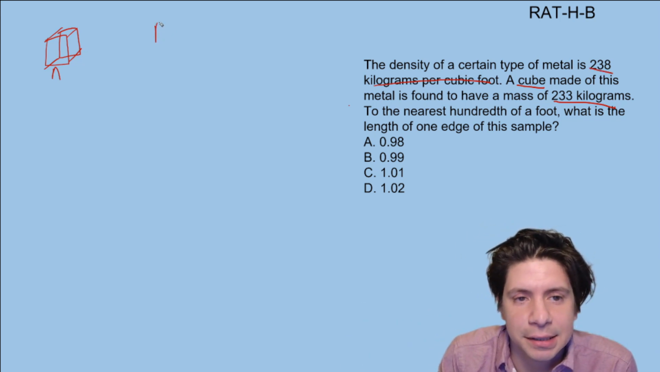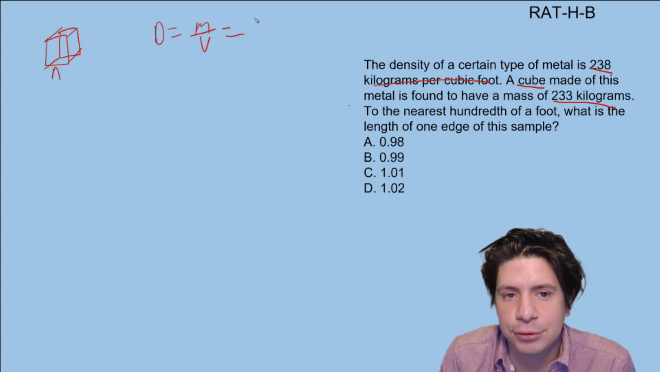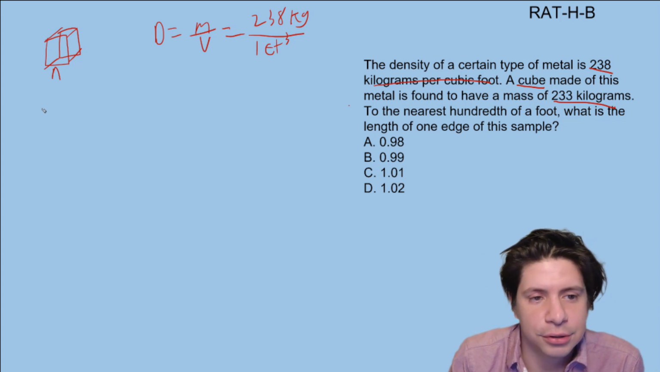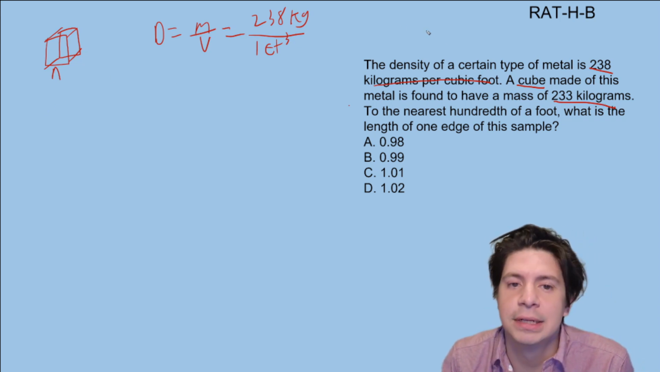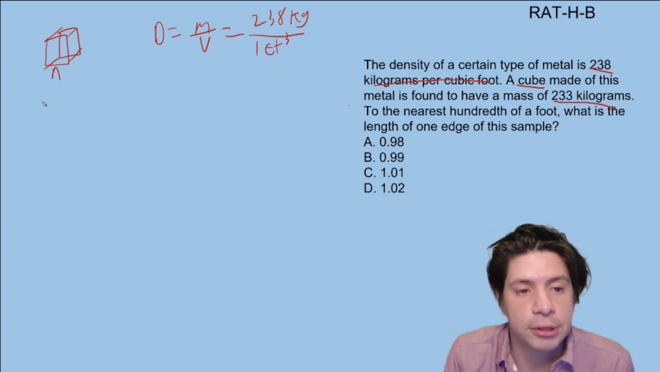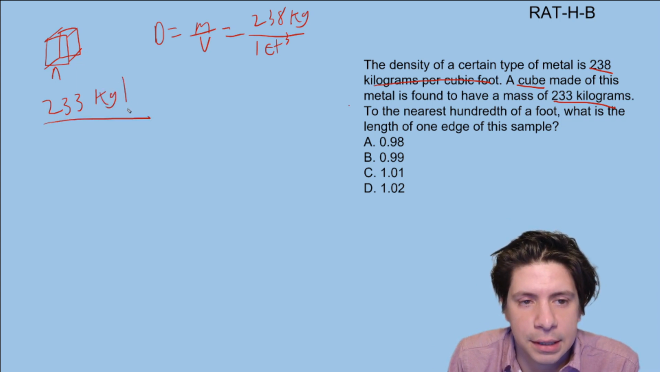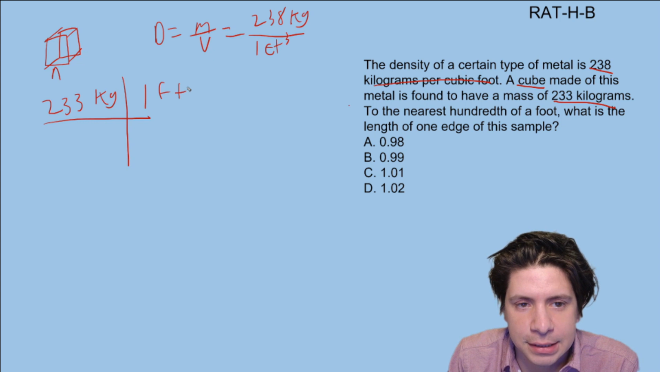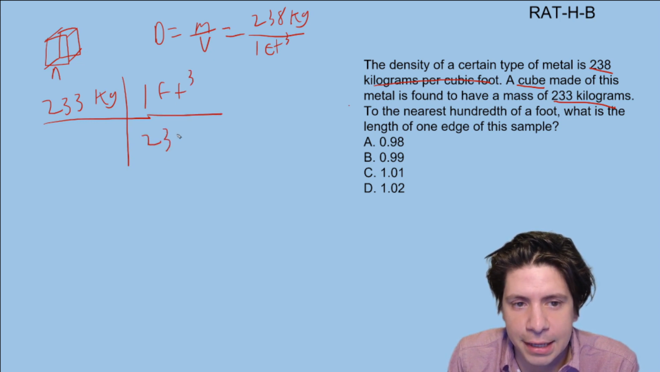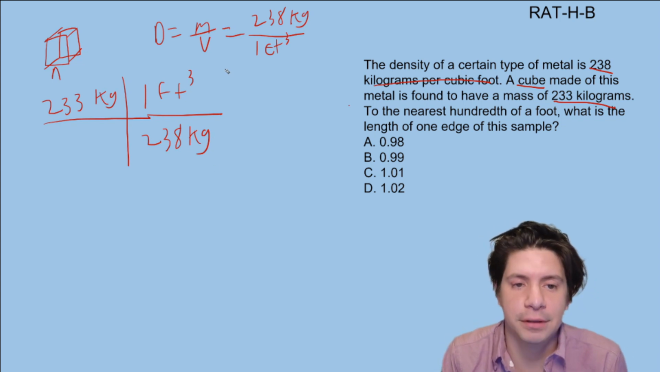Now remember, density equals mass divided by volume, right? So here we have 238 kilograms over 1 cubic foot. So we're going to do railroad method with the 233 kilograms to find how many cubic feet we have. So it's going to be 233 kilograms, and then we're going to do 1 foot cubed, right? Because that's how much is in 238 kilograms. And we know to put the kilograms on the bottom because we want the units to cancel out and we want to be left with the cubic feet units.